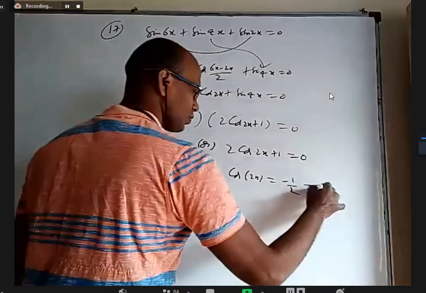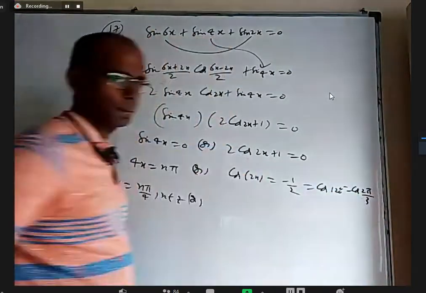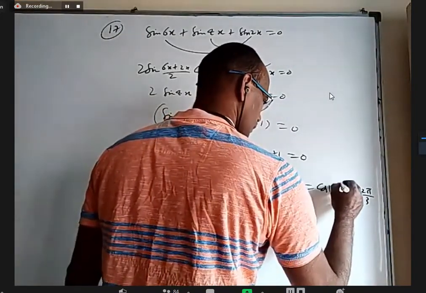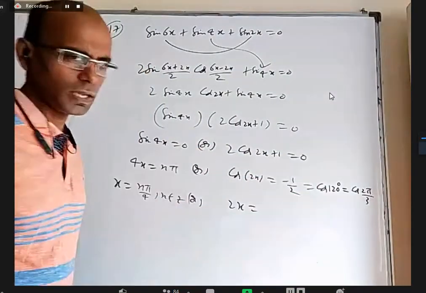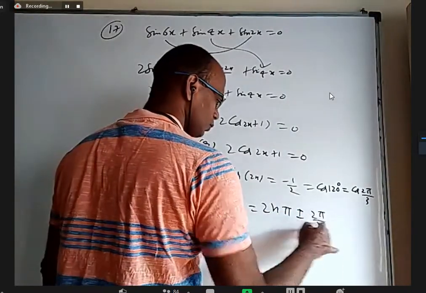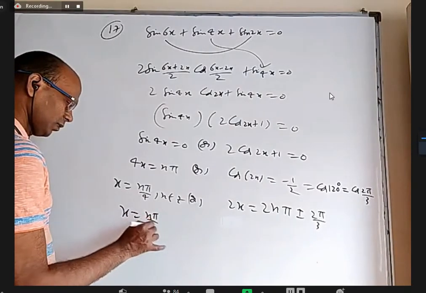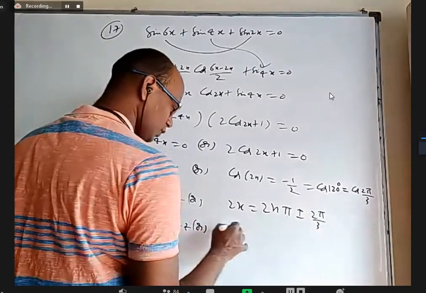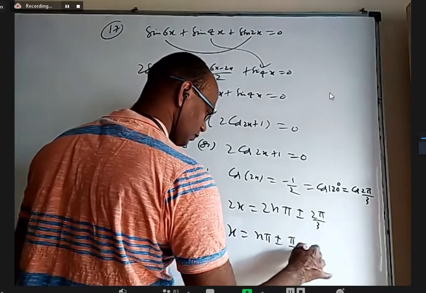And this is cos 120 degrees, which is cos 2 pi by 3. So that is cos x equal to cos alpha, 2n pi plus or minus alpha. 2x is equal to 2n pi plus or minus 2 pi by 3. When you divide by 2, you will get x is equal to n pi plus or minus pi by 3, where n belongs to Z.